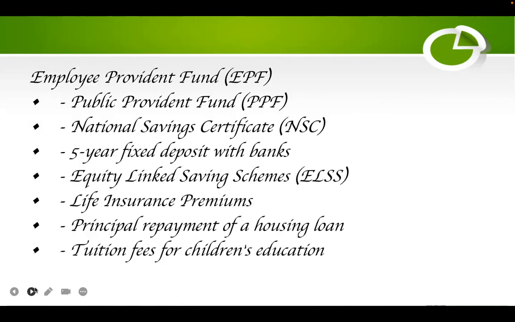Eligible investments include employees provident fund, public provident fund, national savings certificate, 5 year deposits by banks, equity linked savings schemes, life insurance premium, principal repayment of housing loans, and tuition fees for children's education. The premium paid towards life insurance policies is eligible to receive tax benefits as per limits. These exemptions are available under policies held by self, spouse, dependent children, etc. The annual premium up to 10% of the sum insured is exempted under this scheme.